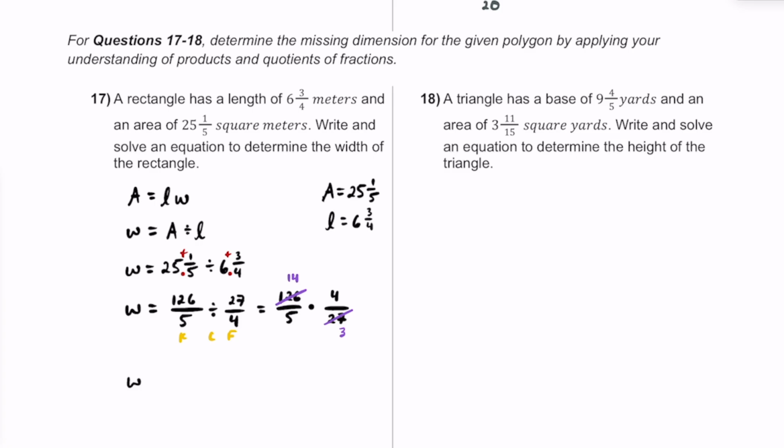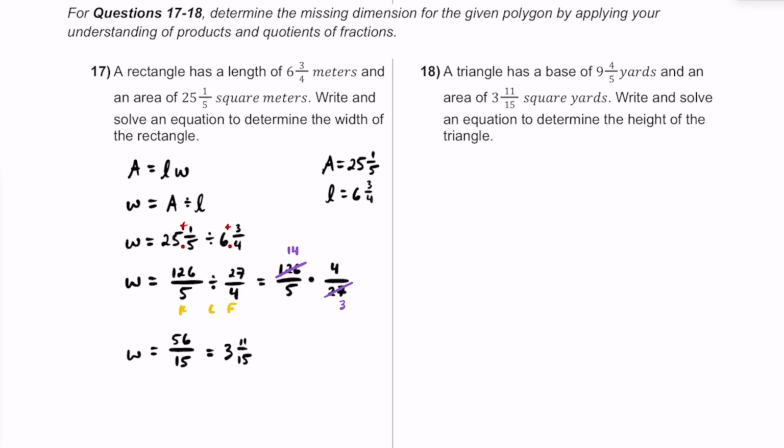So the width here should be 14 times 4, which I believe is 56. And then on the bottom we have 3 times 5, which is 15. Now as a mixed number, 15 is going to fit into 56 3 times. 3 times 15 is 45. I think we have 11 left over, so we're looking at 11/15 here.